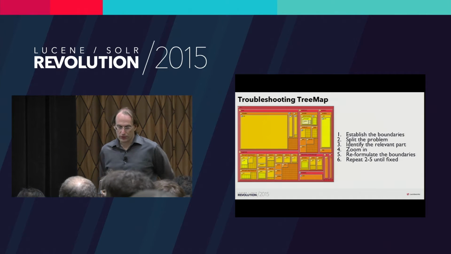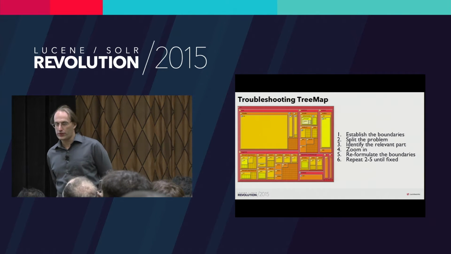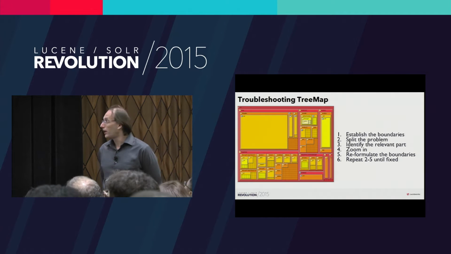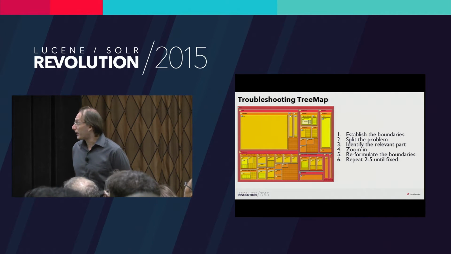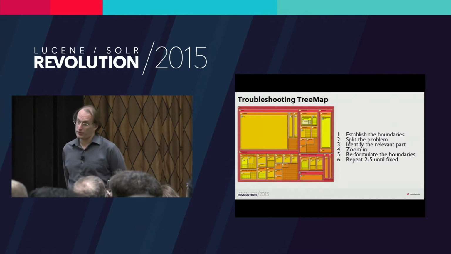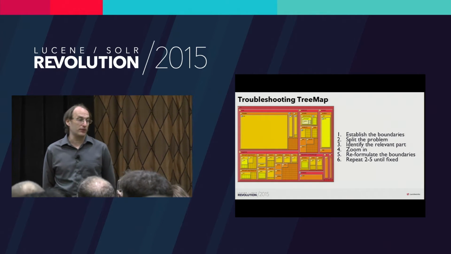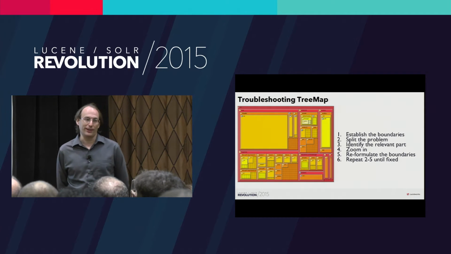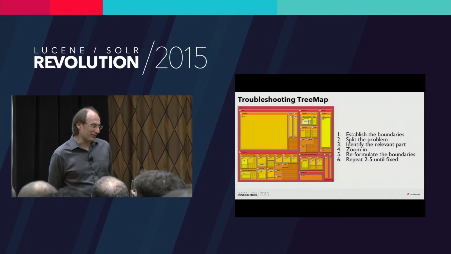So what's a troubleshooting tree map? Well, first, what's a tree map? You might have seen this sort of visual representation. In this case, a very good example is if you run out of disk space on your computer. Those of you with Macs are probably nodding right now with the smaller hard drives.